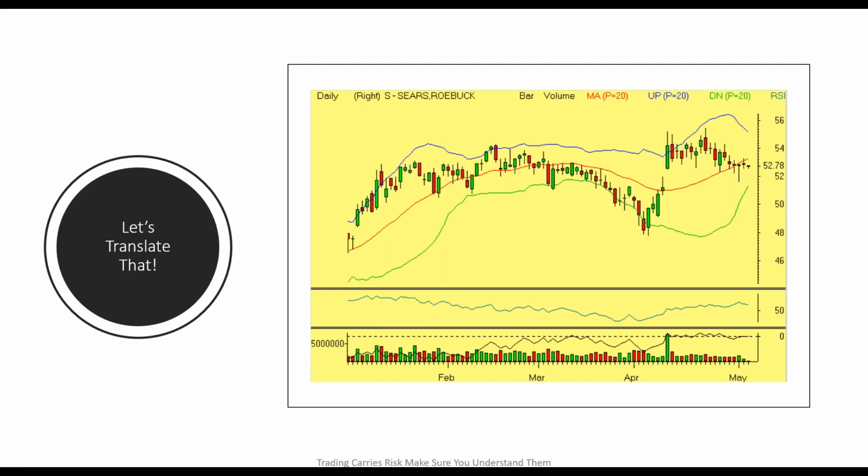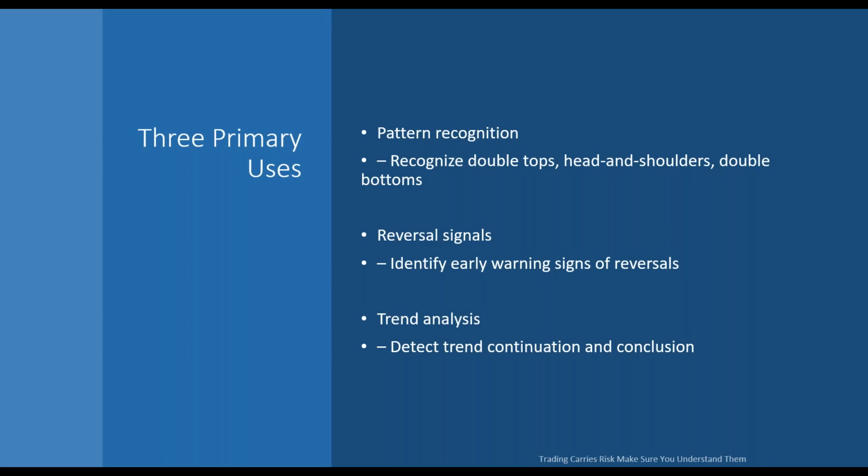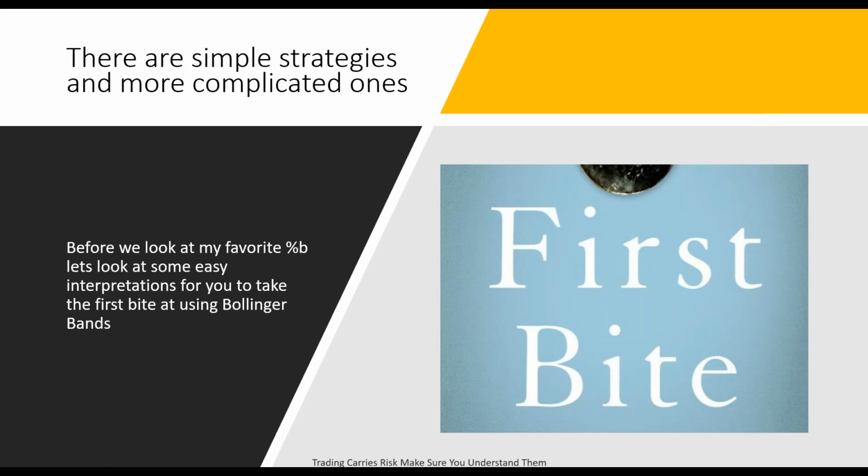So once we have the bands on the chart, we then try to translate them into something that is trying to tell us. So there are 3 primary uses that we can use for the Bollinger Bands. Number 1 is pattern recognition. We can recognize double tops, head and shoulders, and double bottoms within the bands. We have reversal signals. These identify early warning signs of reversal. And lastly, Bollinger Bands gives us trend analysis. It detects trend continuations or the end of a trend. So the first is pattern recognition.